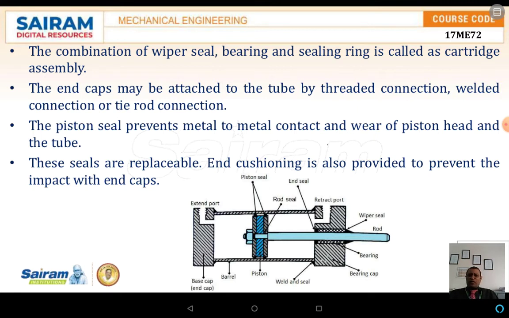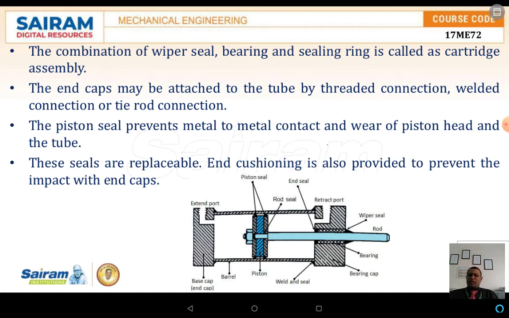The piston divides the cylinder into two chambers, namely the rod end chamber and the piston end chamber. Normally the piston end side is also called the blank end side. The seal prevents the leakage of air between these two chambers.